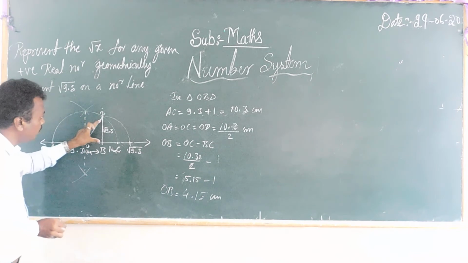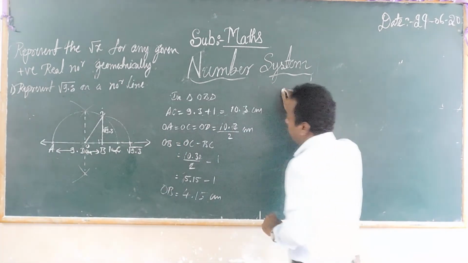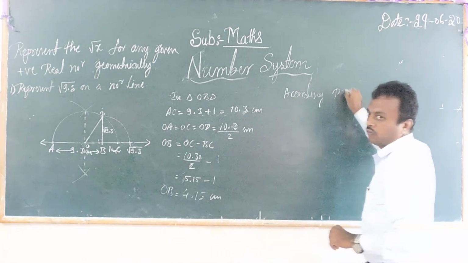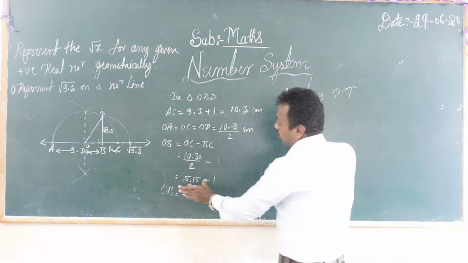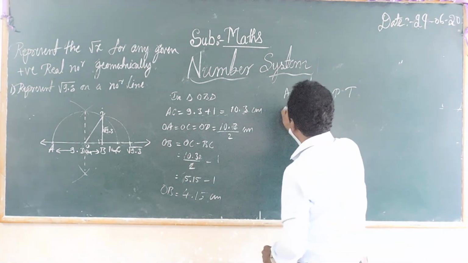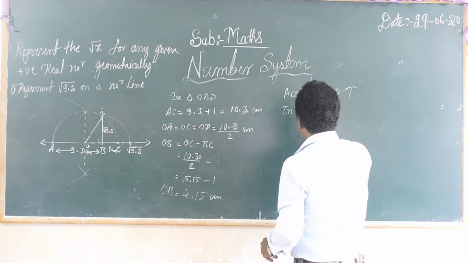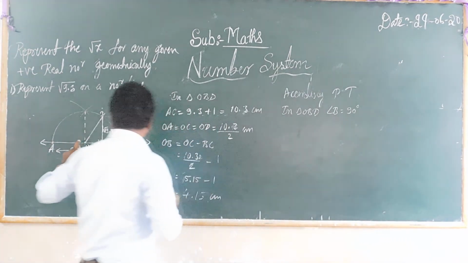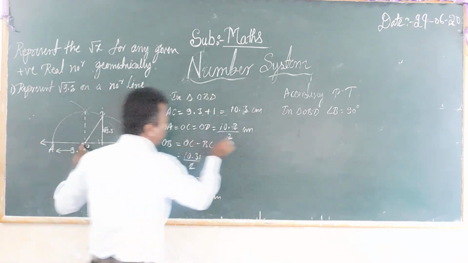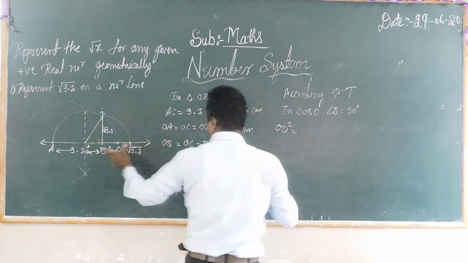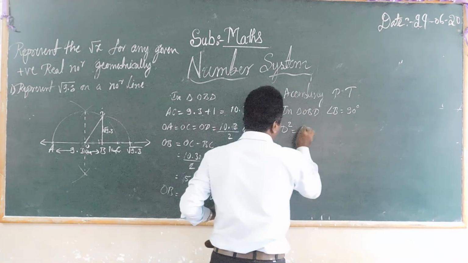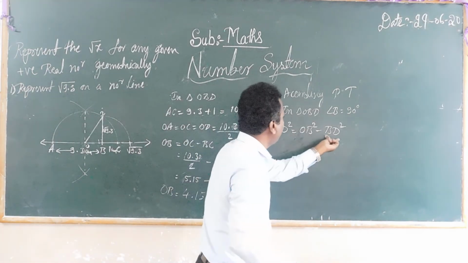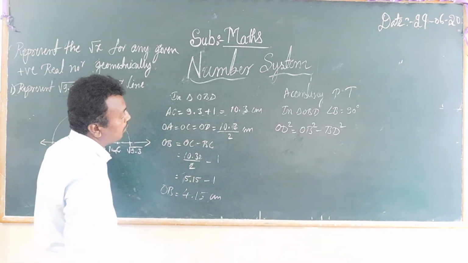Now we want OBD. Let us apply the Pythagoras theorem. So here in the triangle OBD, angle B is equal to 90 degrees. Okay. So let us apply the Pythagoras theorem. OD square is equal to OB square plus BD square. This is according to the Pythagoras theorem.